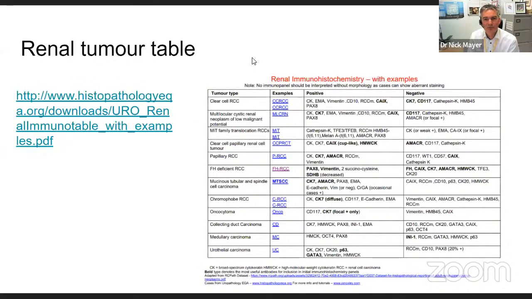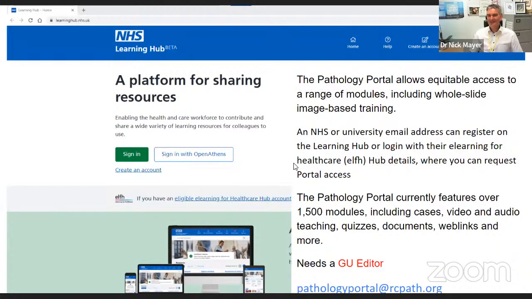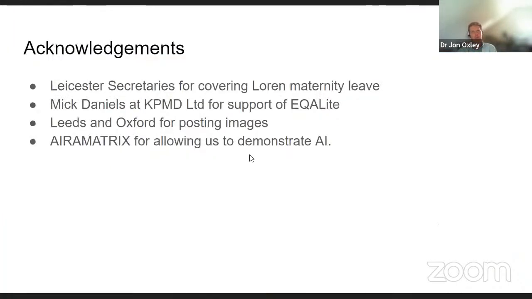That's John's renal tumour table that he is very keen that everybody uses, and you're still looking for somebody for this pathology portal, yes, please. Somebody who wants to be an educator in GU for this. So please contact the pathology portal at rcpath.org.